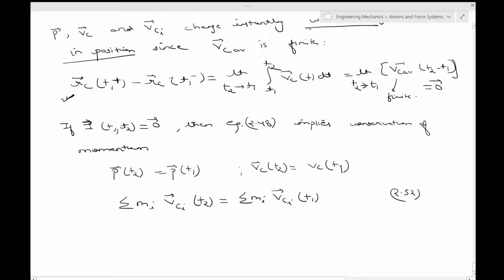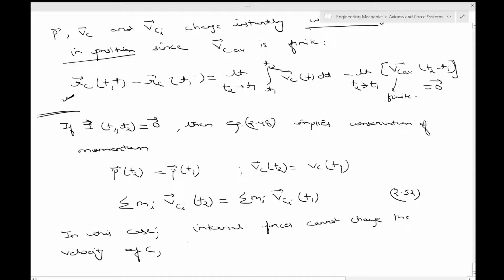Okay, so in this particular case where momentum is conserved, essentially the internal forces cannot change the velocity of the center of mass, though the velocities VCi of different parts can be changed.